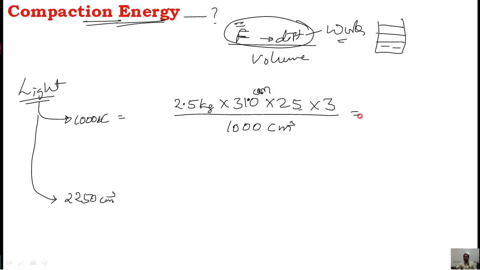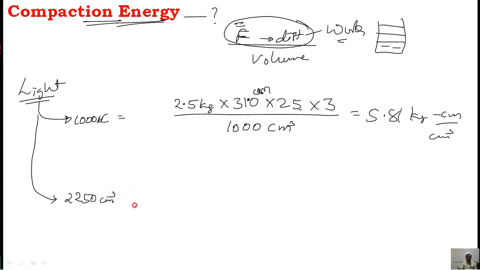Then how much did you get? Just check it: 2.5 into 31 into 25 into 3 divided by 1000. You are getting 5.81. You got 5.81 what? kg cm per cm³. This is the compaction energy.